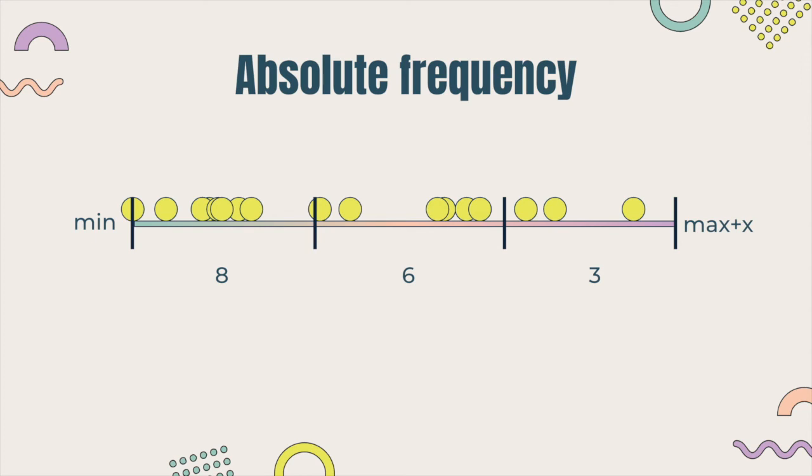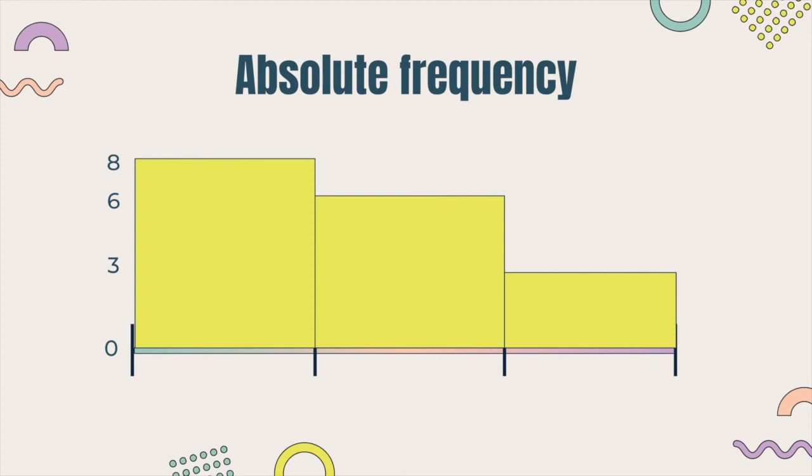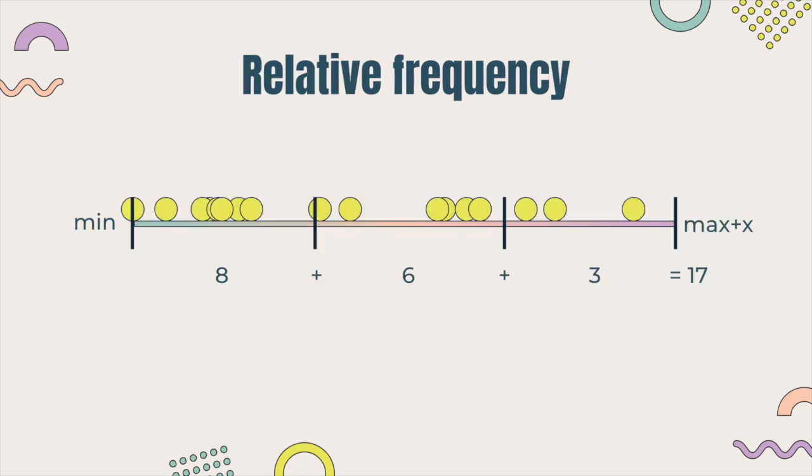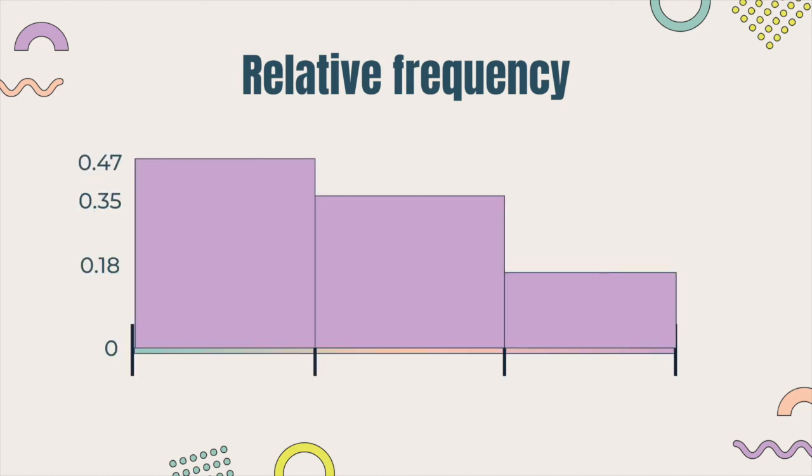To verify if done correctly, see if the sum of the frequencies add up to the total number of data points in the dataset. We can now represent the frequencies as the bar whose height corresponds to the number of data points in each interval. Alternatively, the frequency can be represented relative to the other intervals. For this, we need to divide each absolute frequency by the total number of data points. To verify, make sure that the relative frequencies add up to 1.